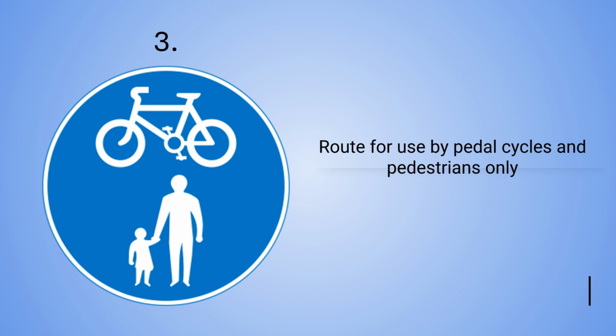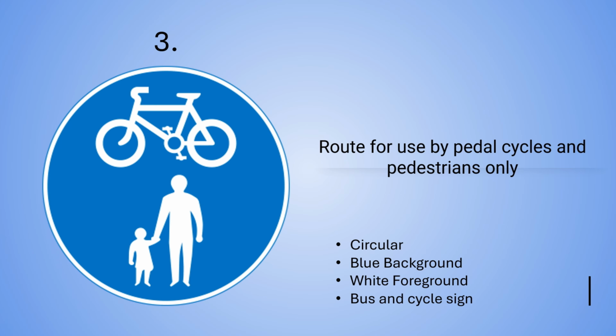Sign number 3 means route for use by pedal cycles and pedestrians only. Again, this sign is a circular sign on a blue background with a white foreground, and it's used for buses and cycles.